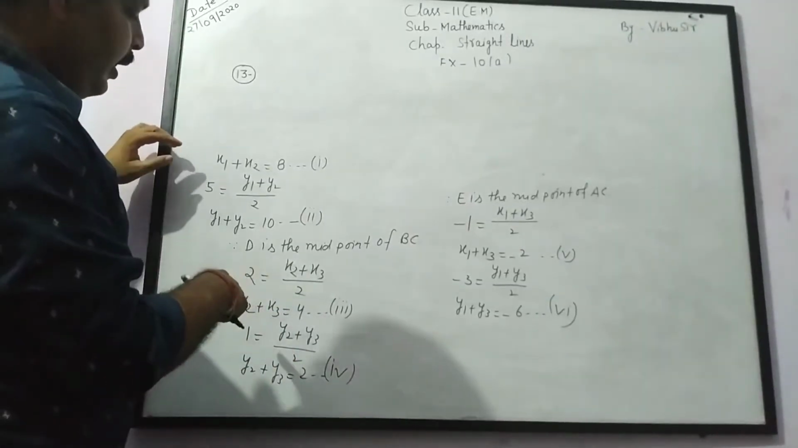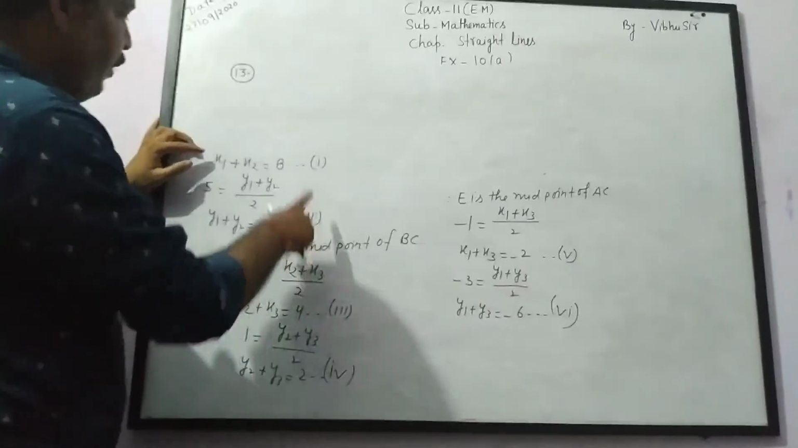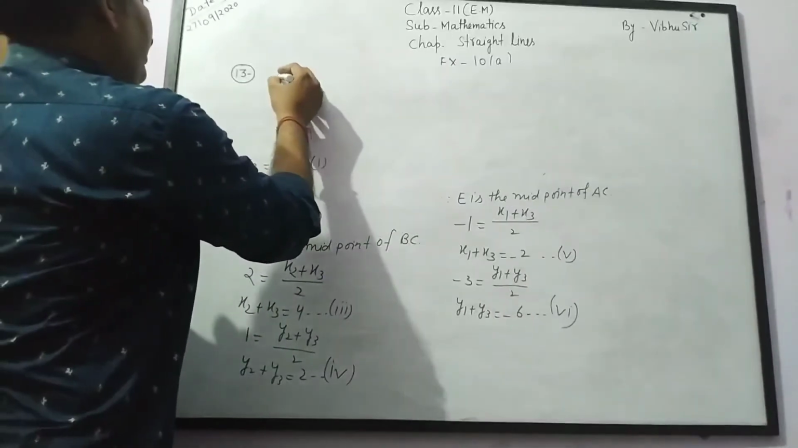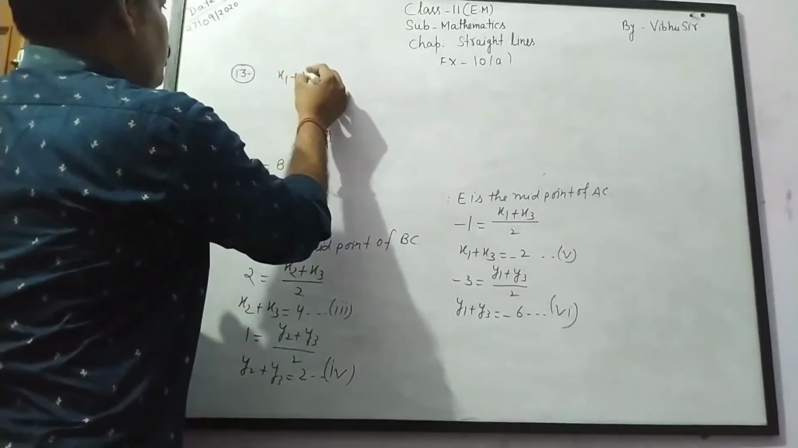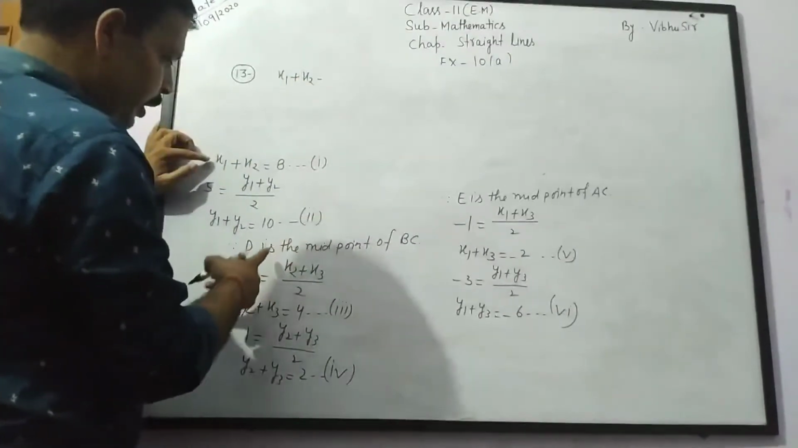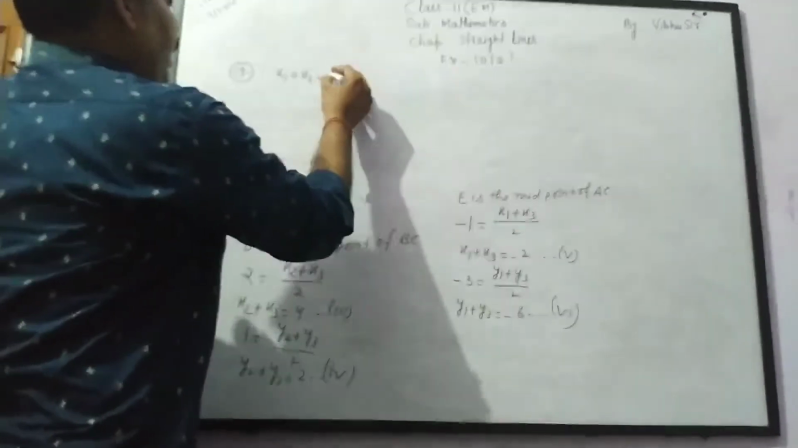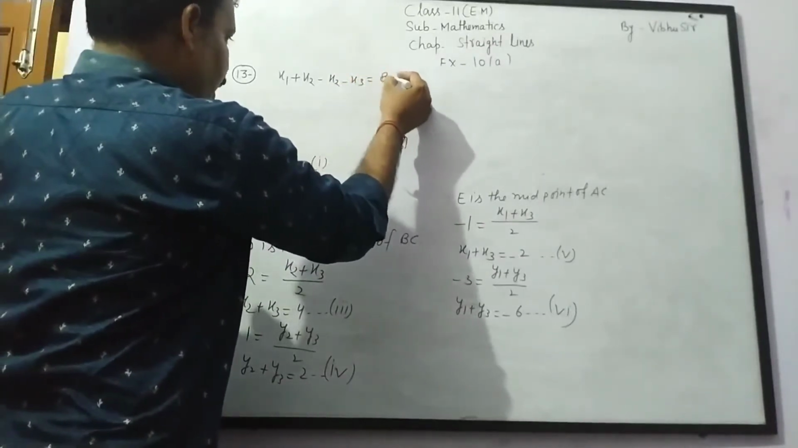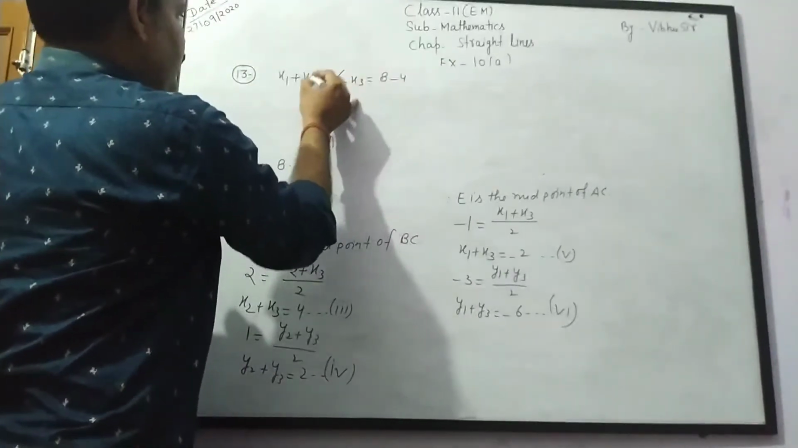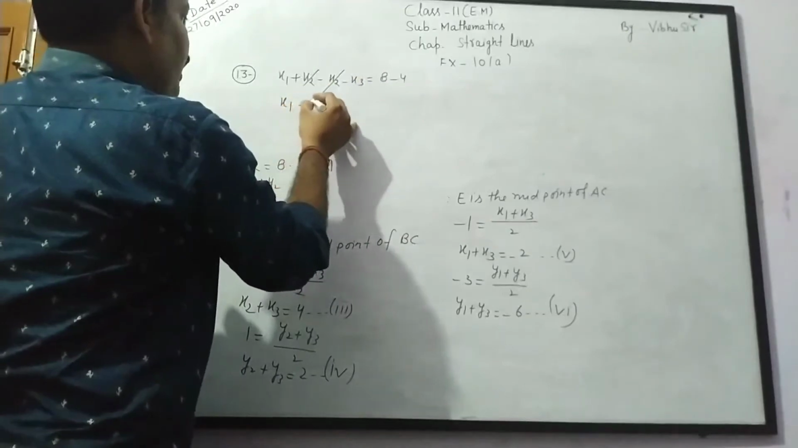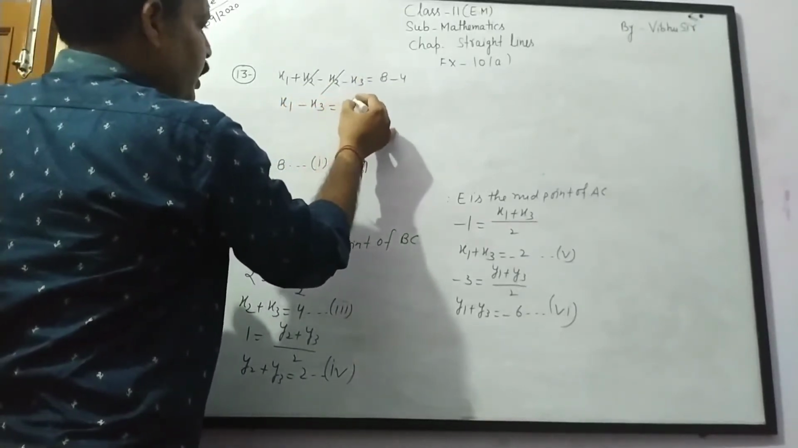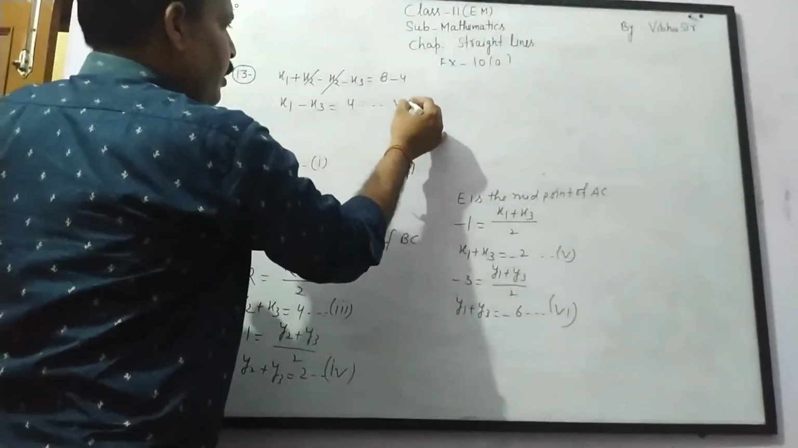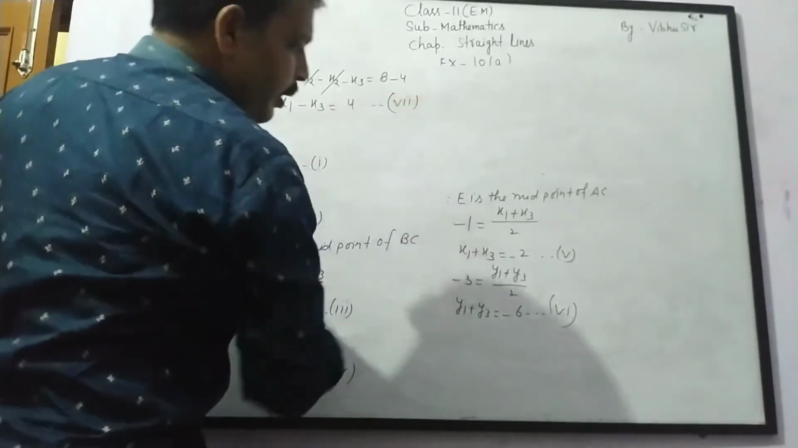Now subtracting equation number 3 from 1, x1 plus x2 minus (x2 plus x3) equals 8 minus 4. So x2 is cancelled, therefore x1 minus x3 equals 4. Equation number 7.